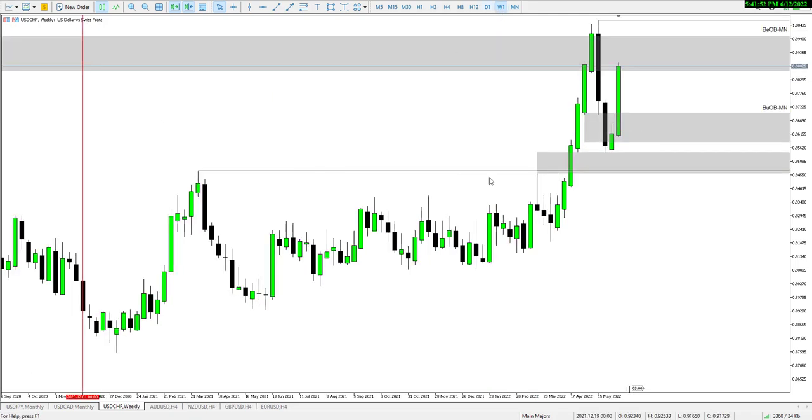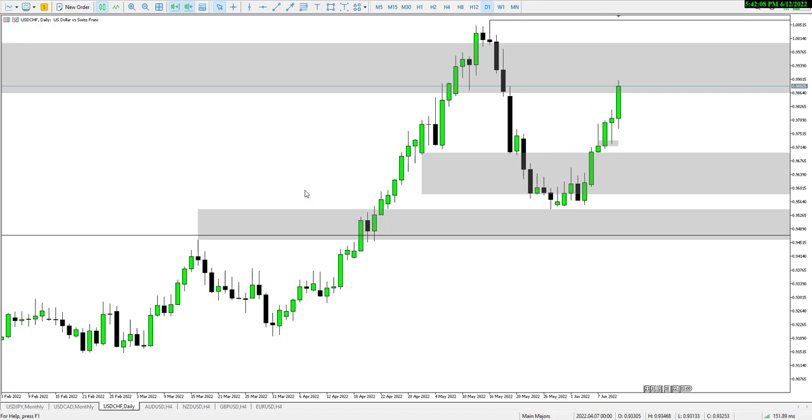Now if I go to the weekly chart, that breaker is right here. This is our breaker. So any retracements to the downside, expect the 0.9482 to be very sensitive in terms of support to price. And we go to the daily chart.